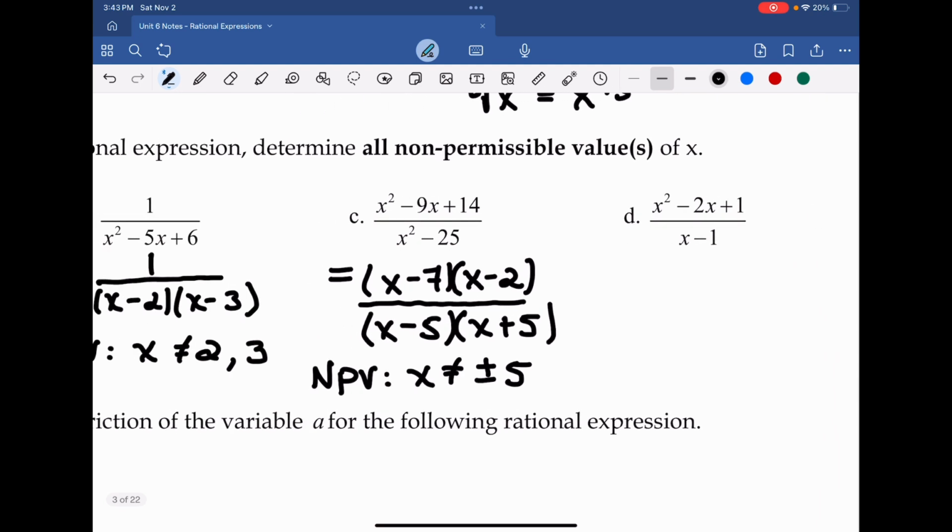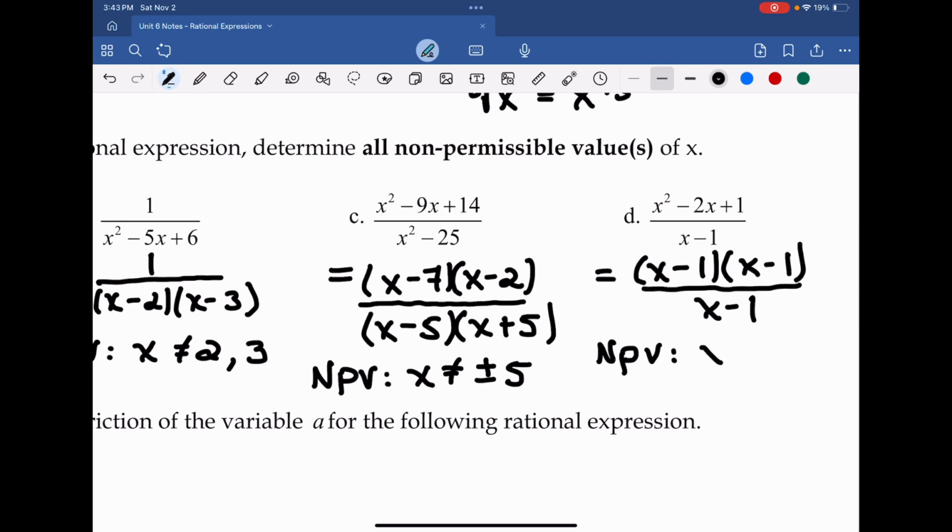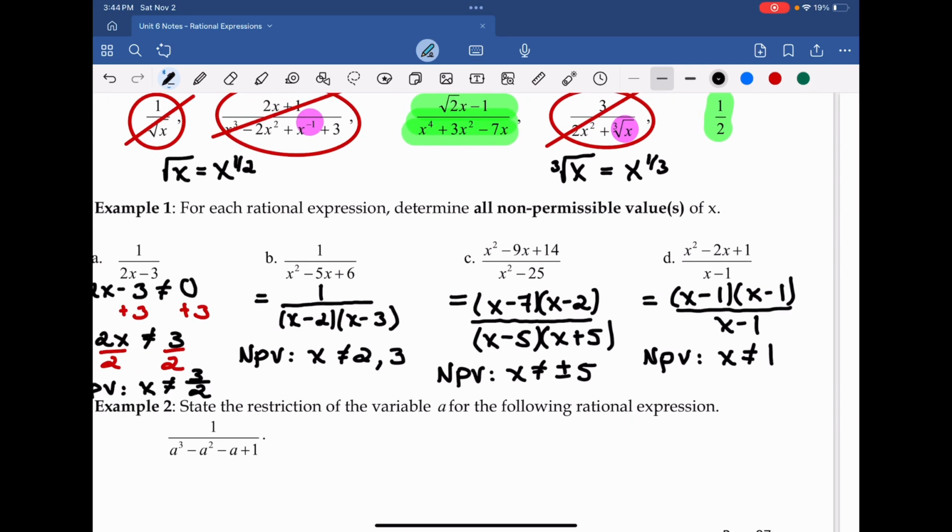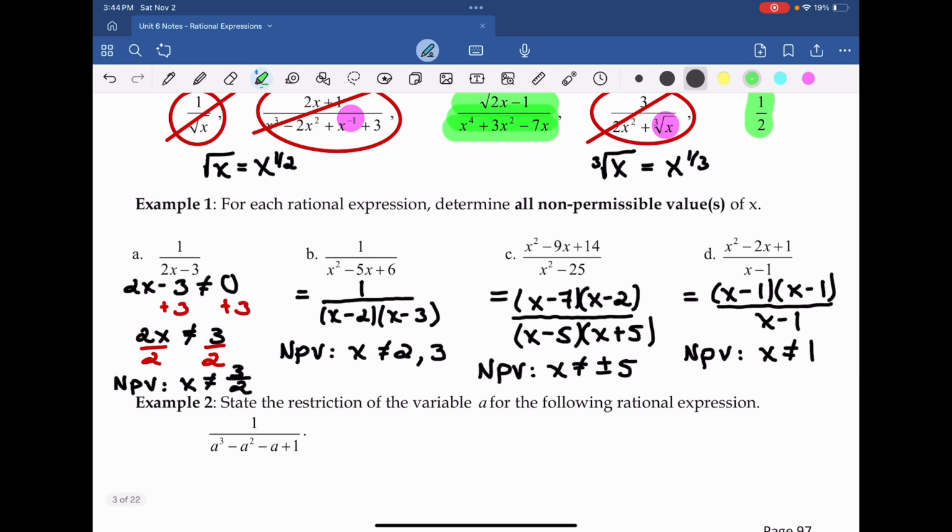All right, in our last example here, or part D, the numerator has to multiply to 1, add to make -2. That means it's x minus 1 and x minus 1, divided by the x minus 1 that's already there. Well, in this situation, we need to look at the denominator and say our non-permissible value, or NPV, is x cannot equal +1. If it's +1, it will end up making it 0. So that's our whole goal: we're only looking at the denominator because that establishes what value would make the denominator 0 and the overall function undefined.